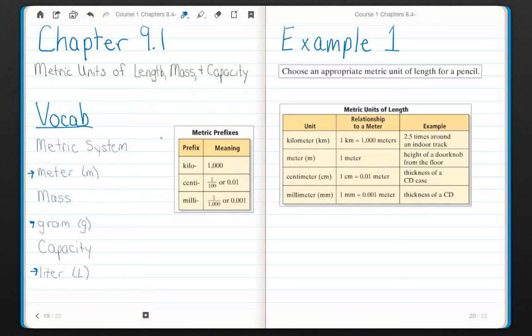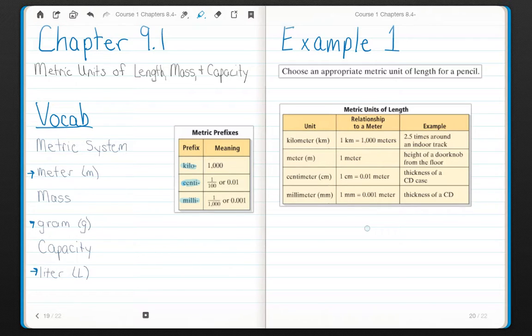Some useful things also, metric prefixes. The prefix kilo means 1,000. So if you see kilometer, kilogram or kiloliter, that means 1,000 meters or 1,000 grams or 1,000 liters. Centi means 1/100th. It is a fraction or a decimal. A 1/100th of a meter is a centimeter. And milli is a 1,000th. A millimeter is 1,000th of a meter.